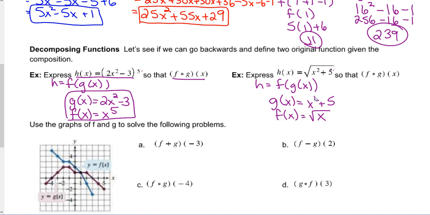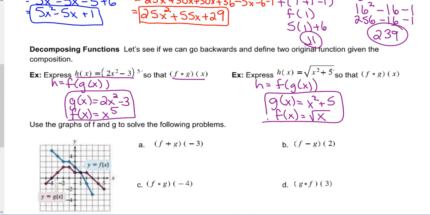So looking at what we have here, does it work? If I take this and I plug it in for this x, take that x out and replace it with x squared plus 5, I do get exactly what I started with. And so those are our two functions when we're decomposing a composed function.